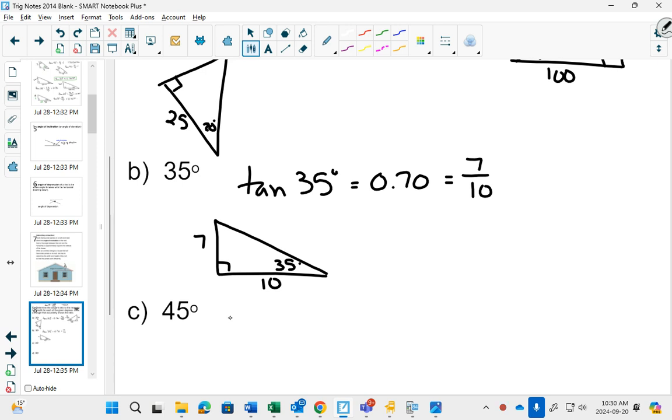So use your calculator for 45 and 65, the next two on this page, and draw a triangle that goes with each of them. Okay, so your calculator's in radians. To change that, push the mode button, and then go down and highlight degree, and push enter. And now try it again. Perfect.